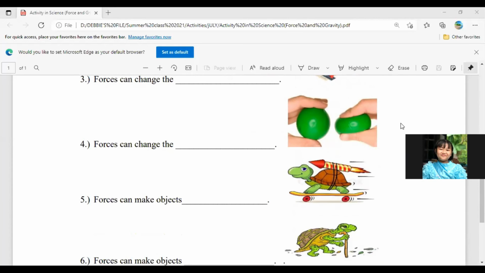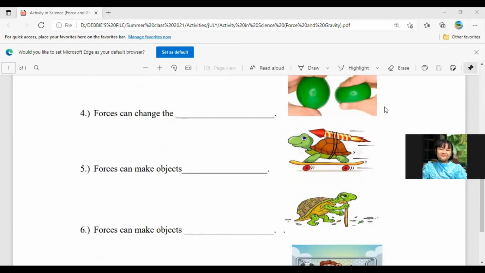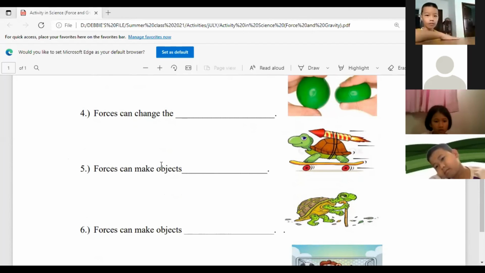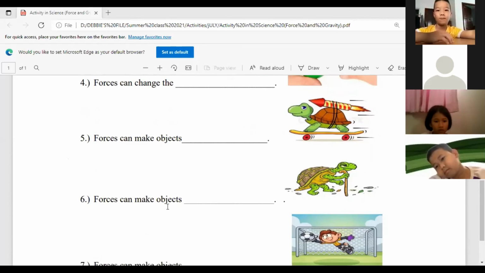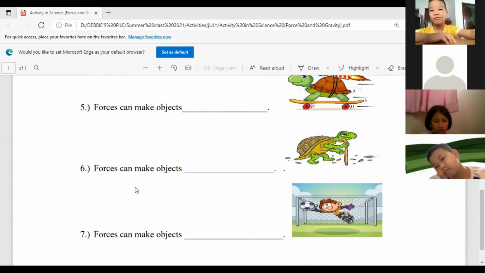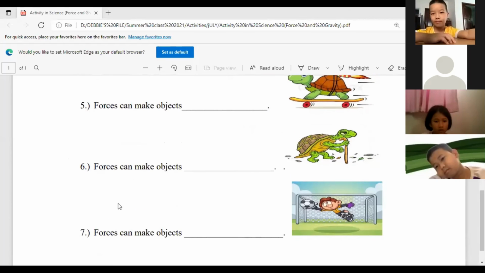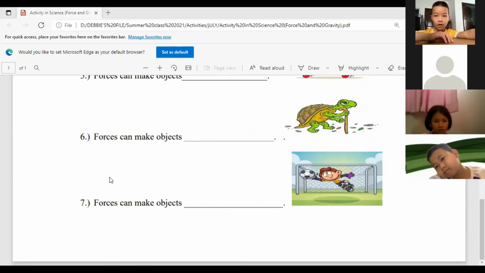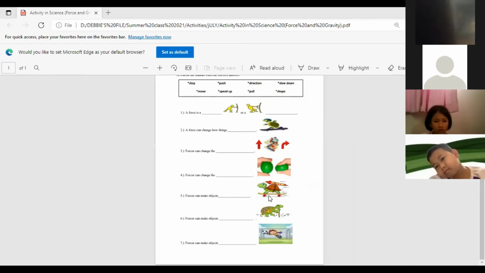Who is answering? Very good. Number five, speed up. Forces can make objects speed up. Okay, very good. And what about number six? Slow down. Okay, wow, you're good. Very easy. Okay. Now number seven: stop. Forces can make objects stop. Very easy. Okay, yes, that's right. So you can now start answering, right? Super easy. Wow.